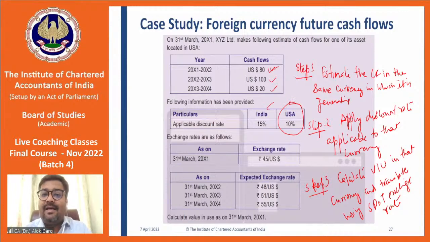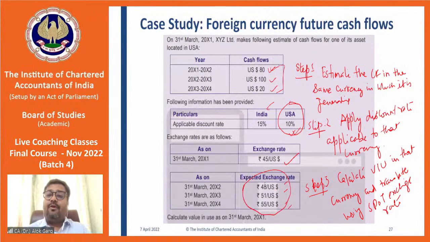Since the cash flow is in US dollar, we have to take a discount rate applicable to US only. The exchange rate is also given, which is 31st March 2001, 45 rupees per US dollar. And for the next year, 31st March 2002, 3 and 4 exchange rate is given. So these exchange rates are not important.